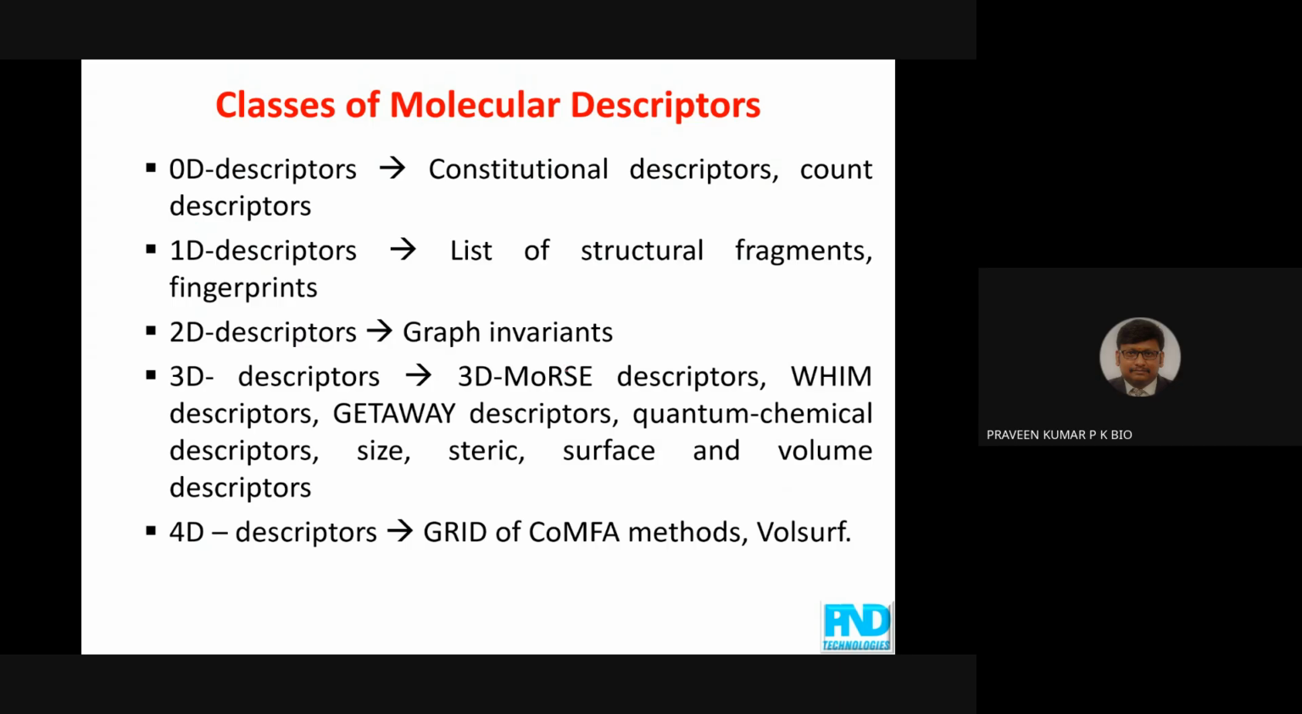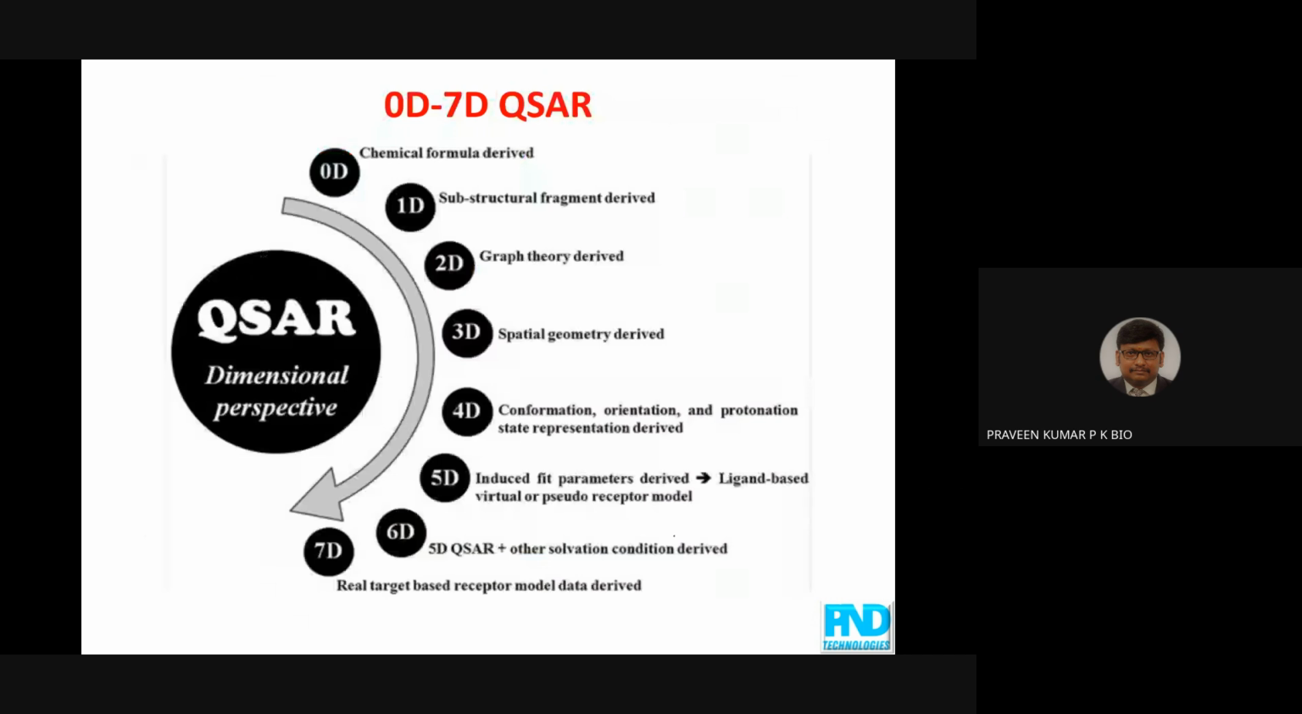And 3D descriptors, we find 3D Morse descriptors, so many types of descriptors are available, including size, steric, surface, and volume descriptors. 4D is generally if you pack a compound in a grid, then what are the types of descriptors? Even X, Y, Z directions you can find for that. So that is coming in a grid of CoMFA methods, VolSurf. Now let me discuss the other dimensions.